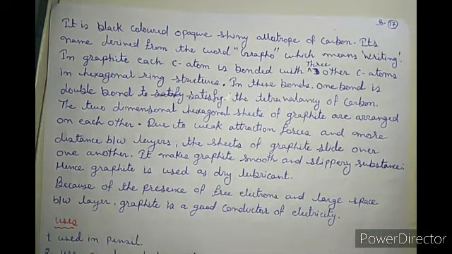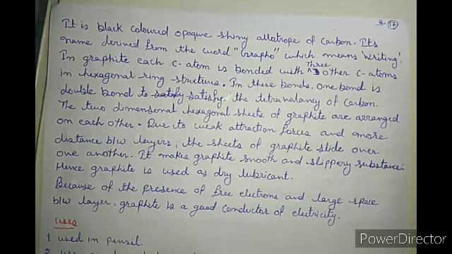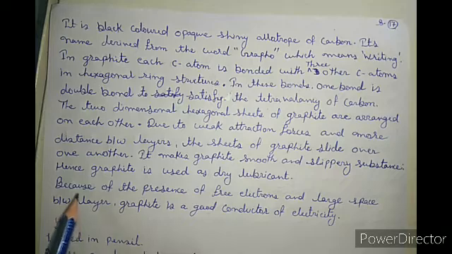Because of that, graphite is a smooth and slippery substance, and hence it is used as a dry lubricant. Now, because of the presence of free electrons and large space between layers, graphite is a good conductor of electricity.